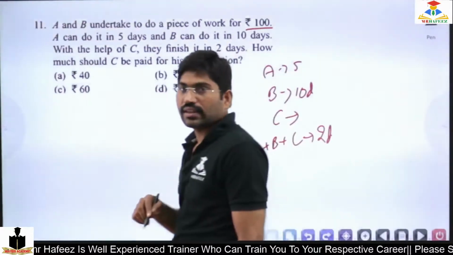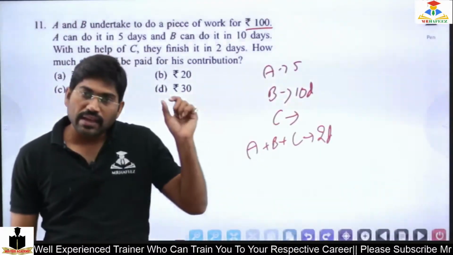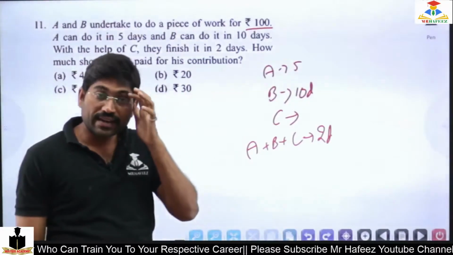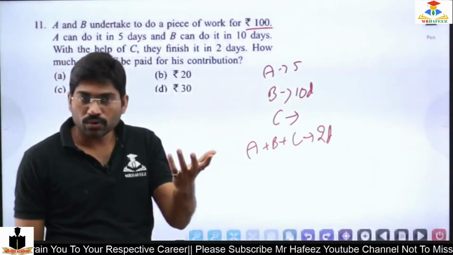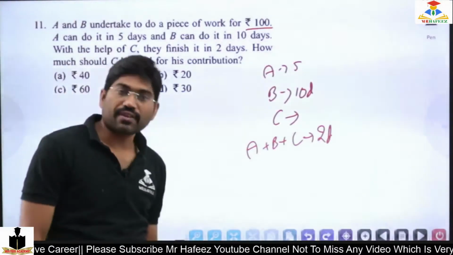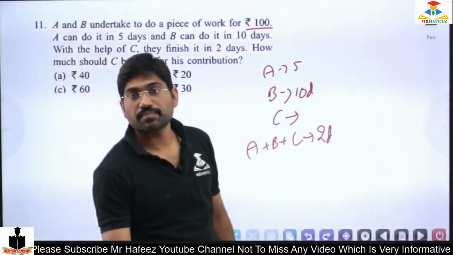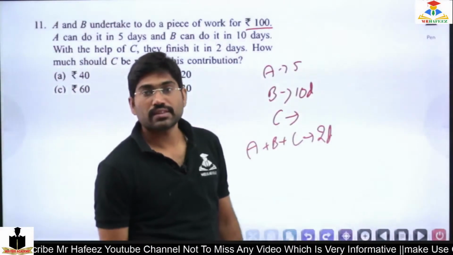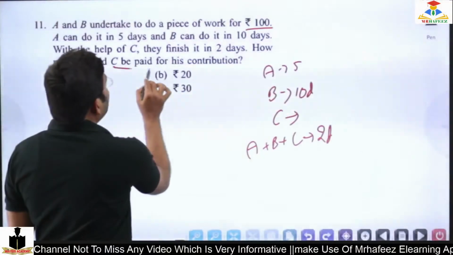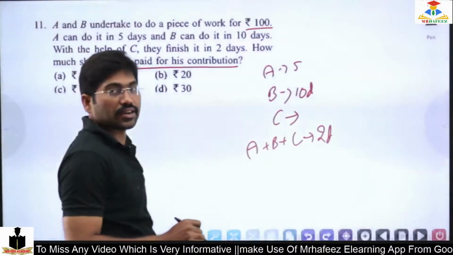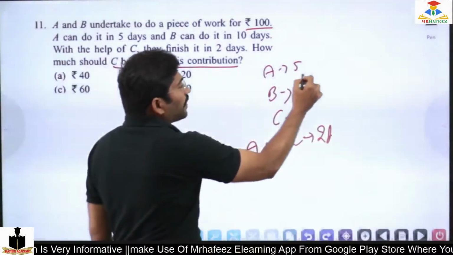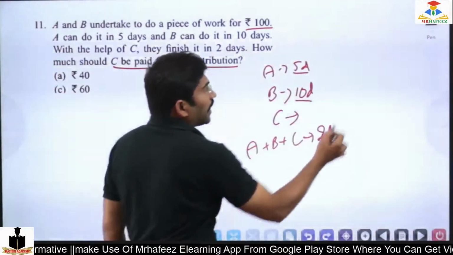So here A alone can do it in 5 days, B alone can do it in 10 days, and C alone I don't know, because it is not mentioned in the question, and we have to find it in terms of C. So this is the question: how should C be paid for his contribution? But before going to solve that, I need to take 5 days, 10 days and 2 days.